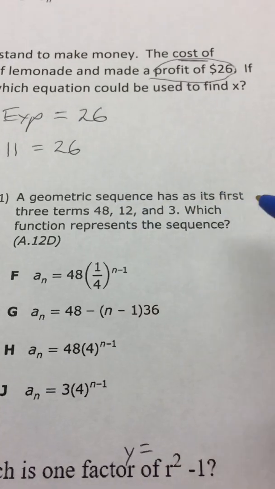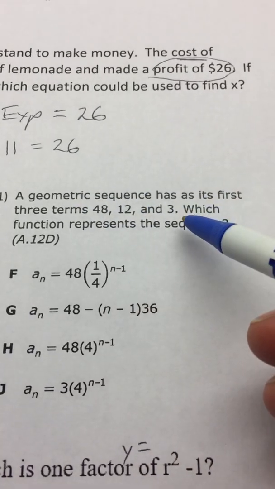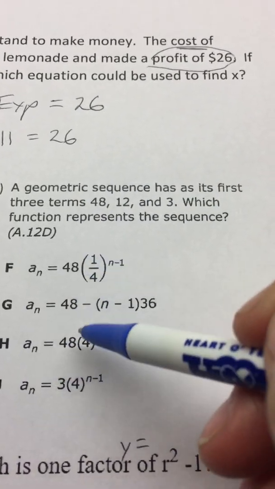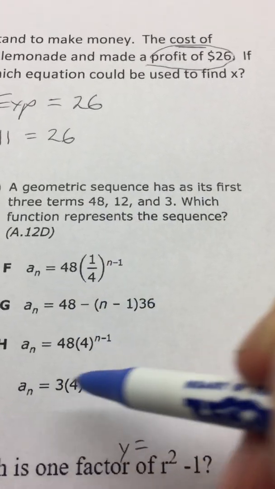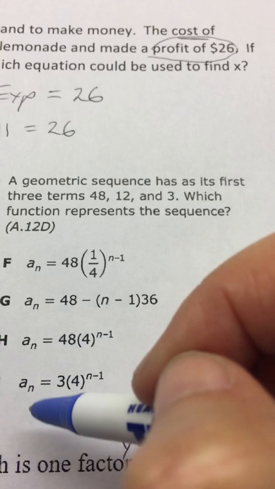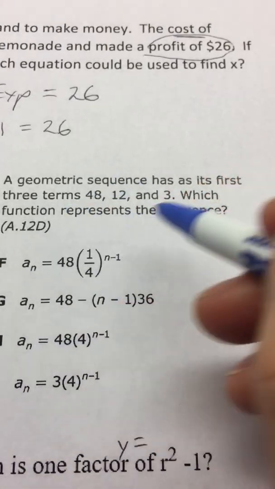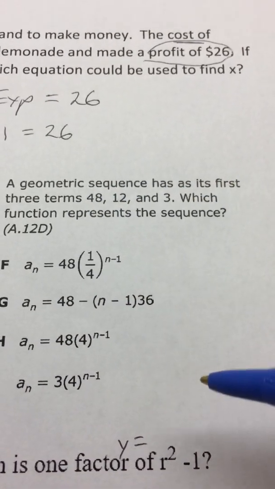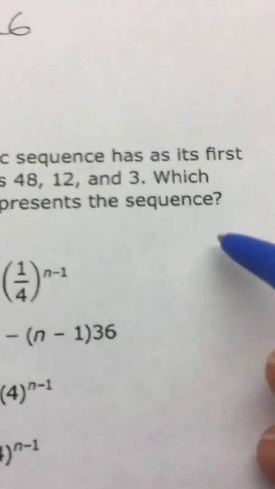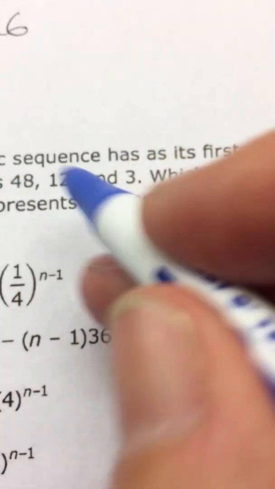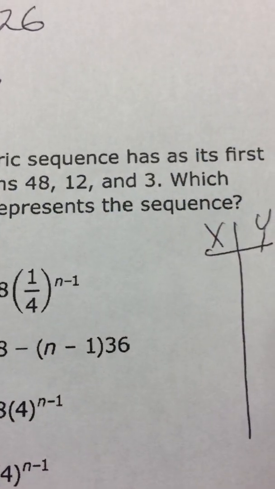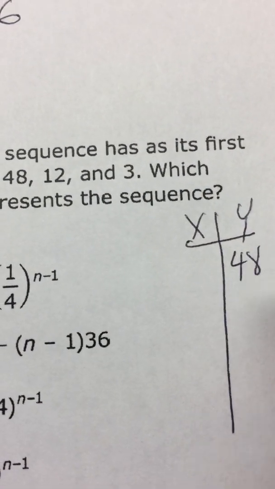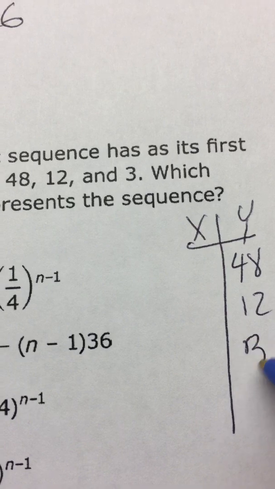It's a geometric. The first 3 terms are this, and we want to know which equation matches that sequence. So rather than trying to figure out the formulas by hand, all of these are in y equals format. Let's just make a table out of these 3 numbers, and then I can just go check the tables of each of these. So where do we put these numbers? Are they the x's or the y's? These are your y numbers. They're the pattern. So 48, 12, 3.